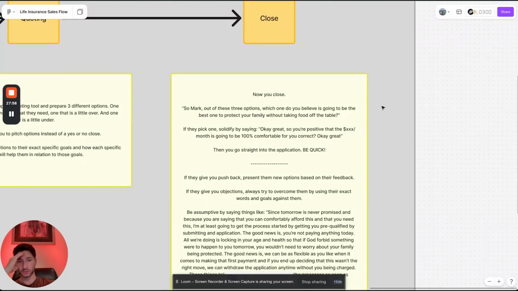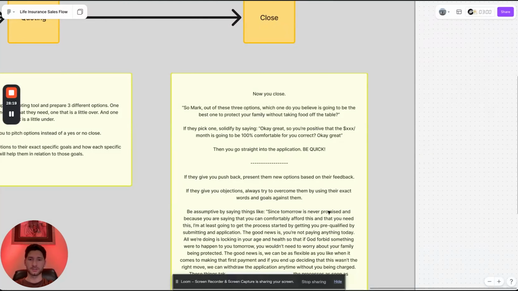Okay. So if they give you objections, always try to overcome them by using their exact words and goals against them. That's why earlier on I said it's so important to get ammunition so that you can use it for closing them, because if they say, I don't need this, you say, yeah, you do. And here's why, because you just told me this.